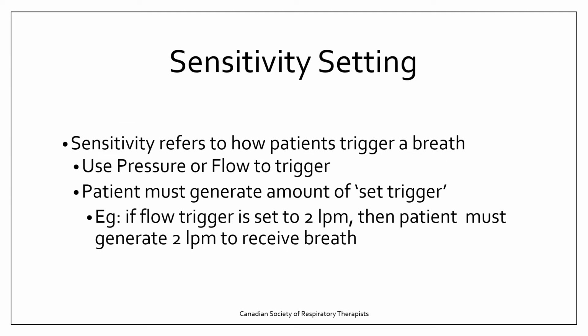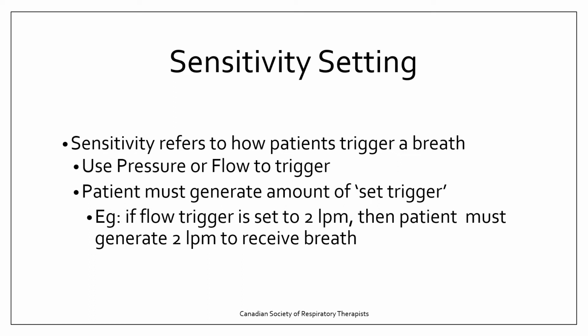Sensitivity setting. So our sensitivity usually refers to how a patient triggers a breath, whether it's pressure or flow. And whatever setting we're using, whether it's pressure or flow, the patient must generate that amount of a set trigger. So for example, if you have a flow trigger and it's set to 2 liters per minute, then the patient must generate 2 liters per minute to receive a breath. Or if it's a pressure trigger and it's set at -2 centimeters of water pressure, then they have to generate a negative amount, so pull in -2 centimeters of water pressure from baseline to receive a breath.